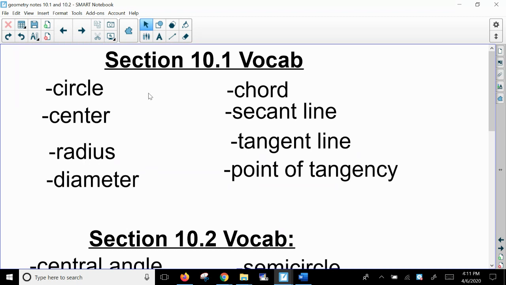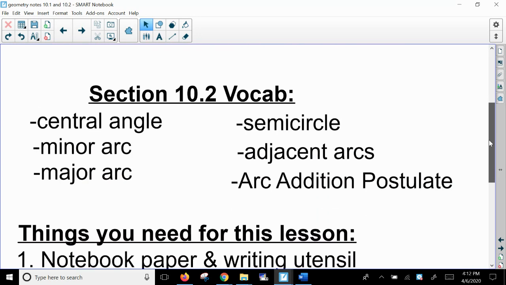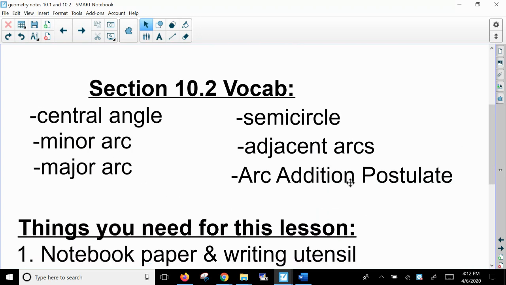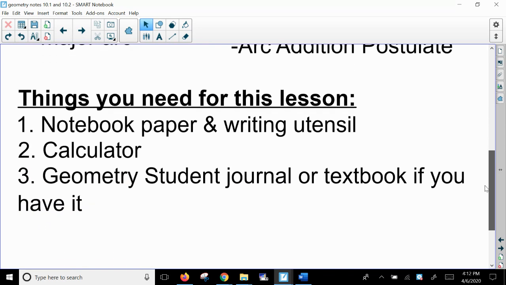So I wanted to show you the vocab for section 10.1. If you're writing down notes, you want to pause here, and these are the vocab words for 10.1. And for 10.2, here's the vocab words. Okay, so if you're taking notes, pause the video here, write it down. Leave yourself some space to write down extra things. Things you will need for this lesson.